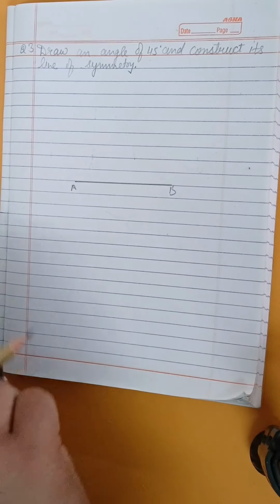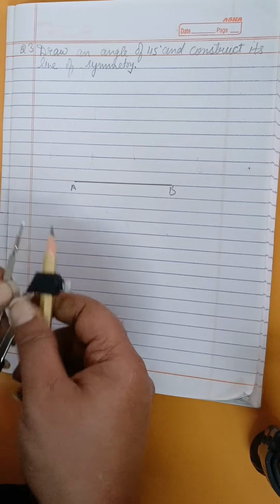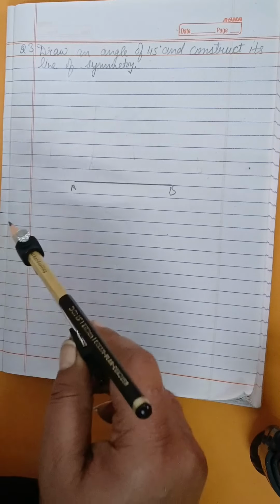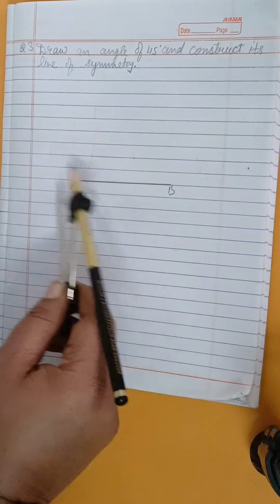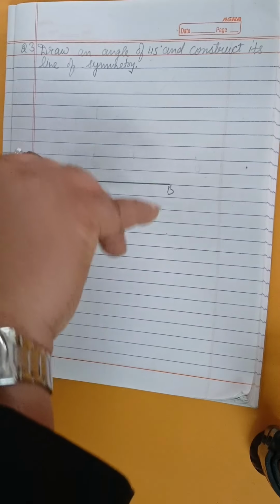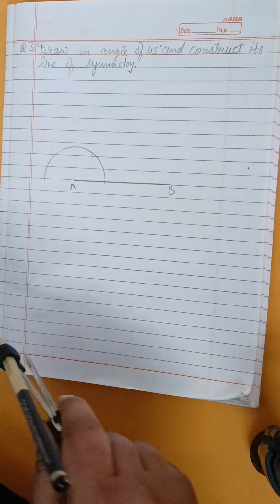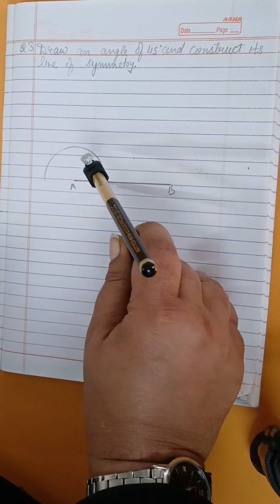Now open your compass with any radius and choose any point. Like I am choosing point A as a radius, and I will draw the line segment. I will draw an arc. Here is a semicircle on point A.